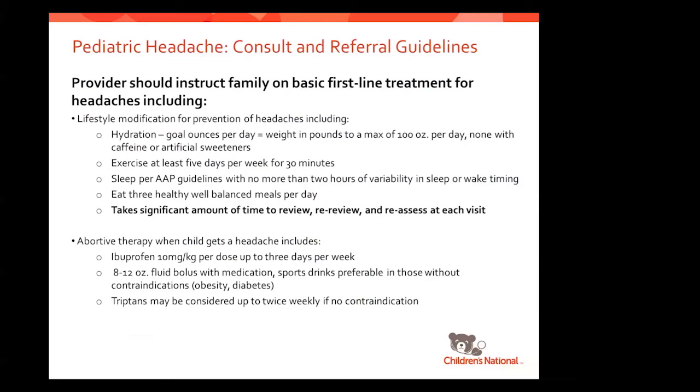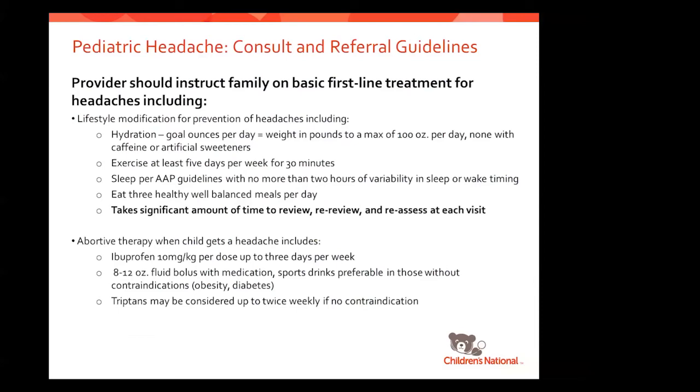Moving on from lifestyle, every child should be given an abortive or rescue medicine. Typically recommend ibuprofen at 10 milligrams per kilo, maximum 3 days in a week to avoid medication overuse. Medication overuse is defined as more than 15 doses of any NSAID or analgesic combined for 3 consecutive months. So a child that takes 8 ibuprofen days a month and 7 Tylenol days a month has just broken the 15-day rule. They're at risk for medication overuse. So don't alternate, pick one, stick with it, and keep count of it.